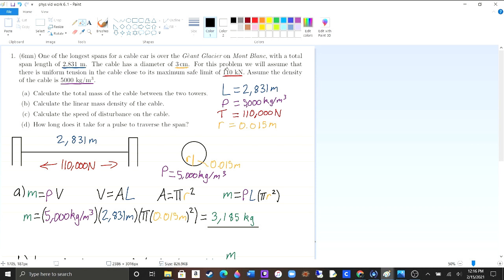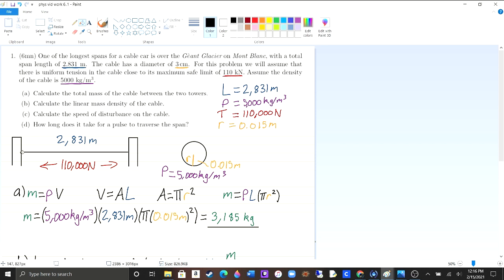And for this problem, we will assume that there is uniform tension in the cable close to its maximum safe limit of 110 kilonewtons. So assume the density of the cable is 5,000 kilograms per cubic meter. So we're going to be using all of these things, and there's 4 parts to this question. So we'll start with part A, which is calculating the total mass of the cable between the 2 towers.